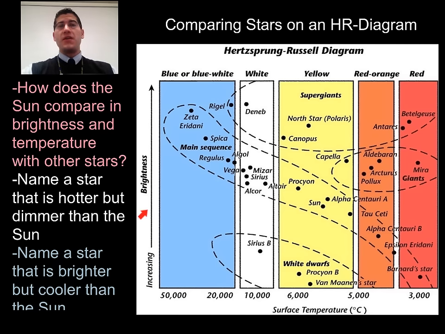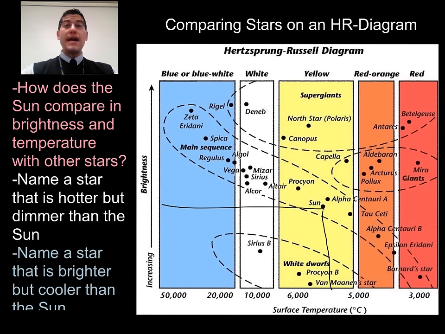Many stars are dimmer than the sun, and many stars are brighter than the sun. So the sun is kind of a good middleman. Its average temperature and average brightness are easy to compare to other stars. For example, a star that is hotter and dimmer than the sun would be a star that is found to the left as we increase temperature and below the sun. All of these stars, Sirius B, Procyon B, are dimmer than the sun because they're lower on the graph, but they're also hotter because they're off to the left.